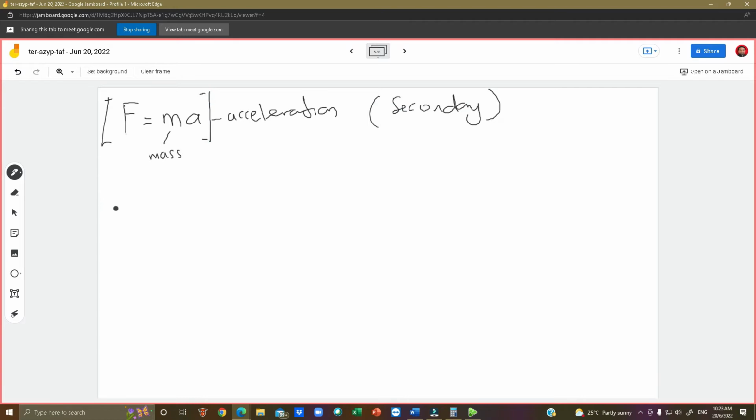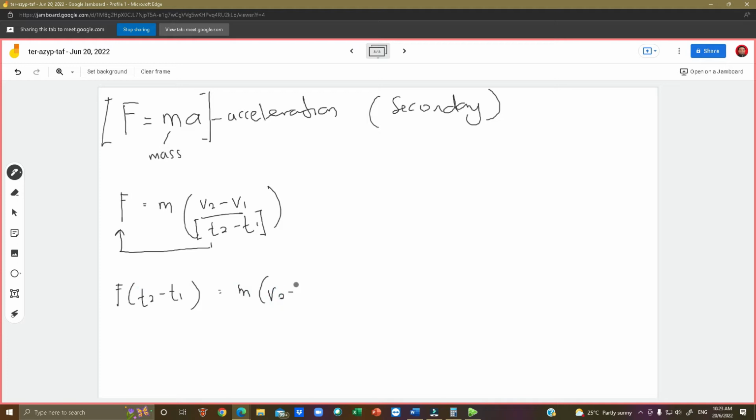Okay, now if we make it in a simple form, we can write it out as mass, acceleration is v2 minus v1 over t2 minus t1. And then we are going to switch place for the bottom part of the equation to the left hand side. So we are going to have f t2 minus t1 equals to m v2 minus v1.